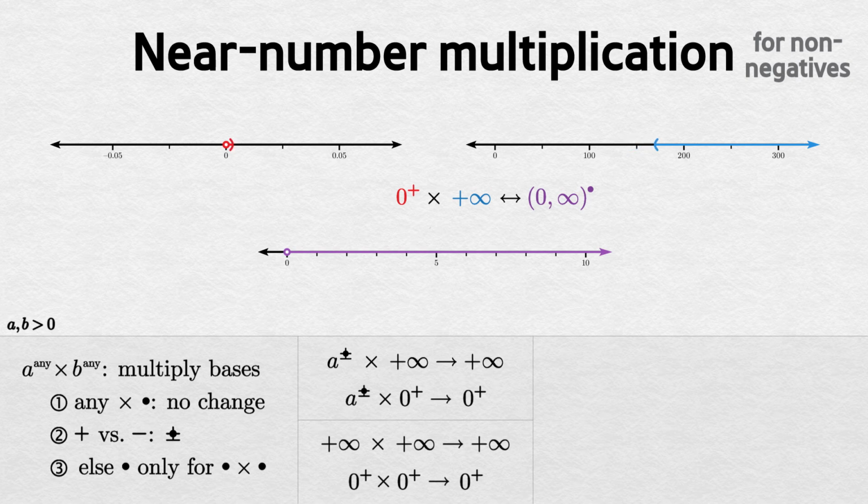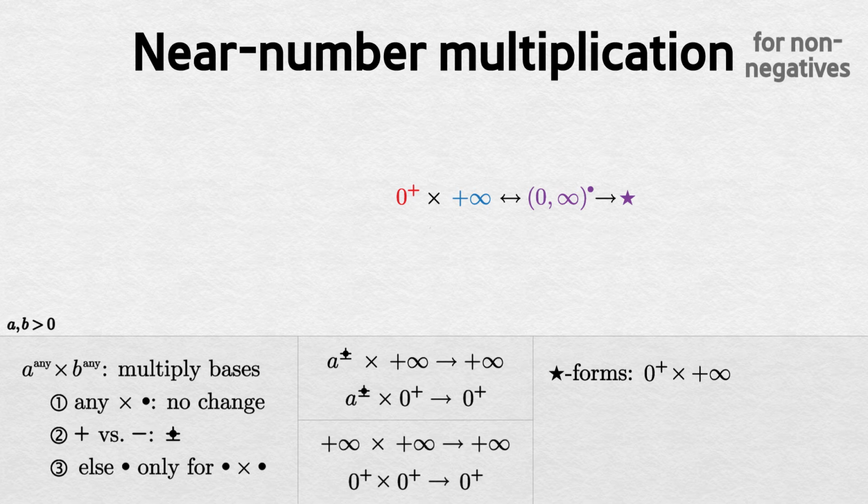And fitting into this isn't much better than fitting into star, so this is another star form. Again, to be clear, 0 plus times positive infinity is equivalent to the constant interval 0 infinity, and both diverge. But a statement that alpha fits into 0 plus times infinity is indeterminate for alpha, as it doesn't tell us enough to determine whether alpha converges or not.